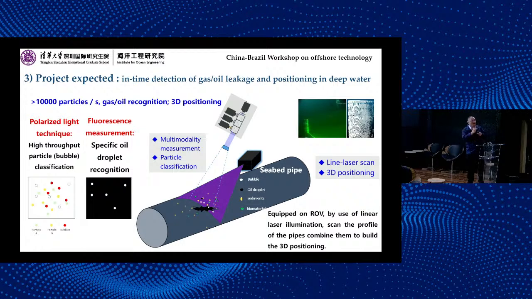We just combine the profile detection of the particles and the fluorescence. So we can classify the different kinds of particles by polarized optics, and we recognize the oil droplets by fluorescence here, combining them together. Okay, so finally we can detect the bubbles and detect the gas and the oil leakage in deeper water.